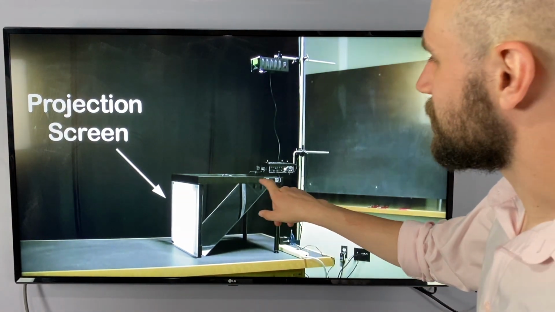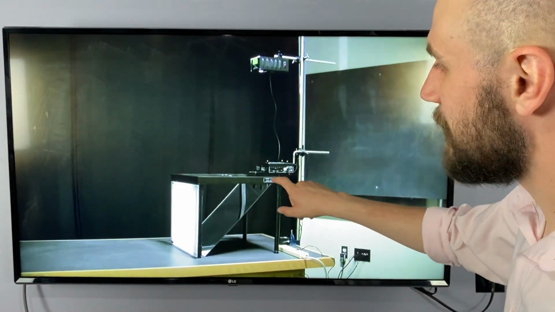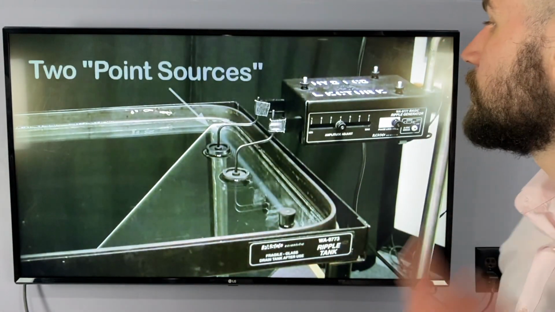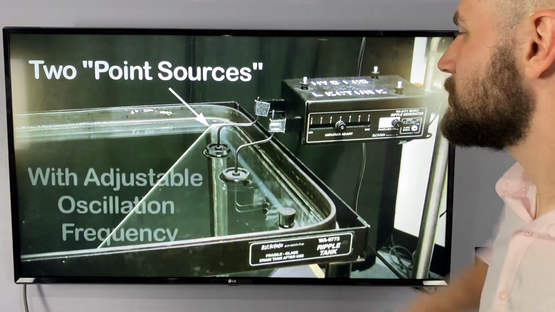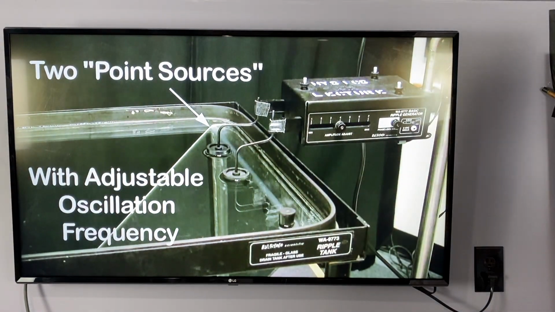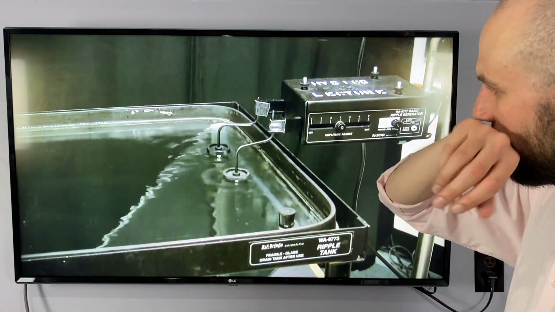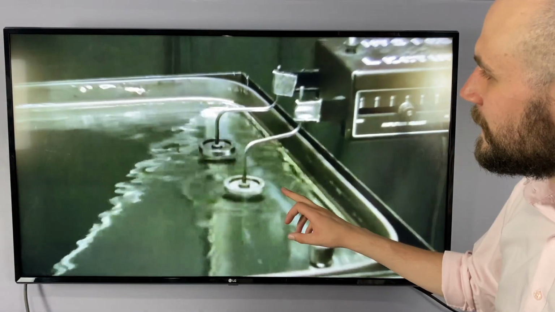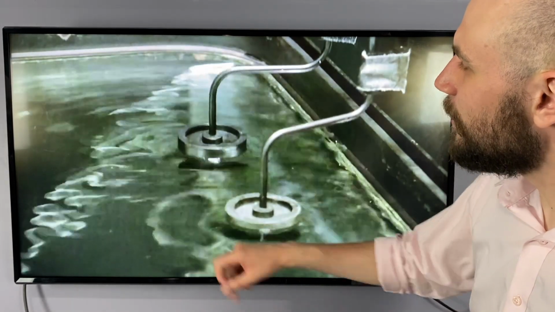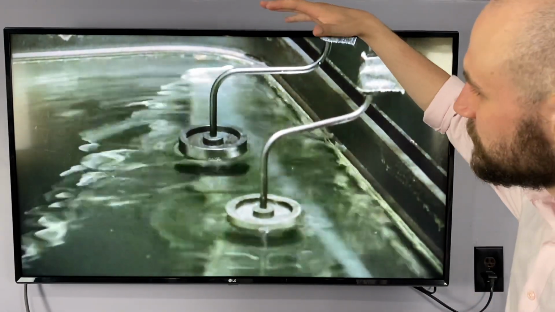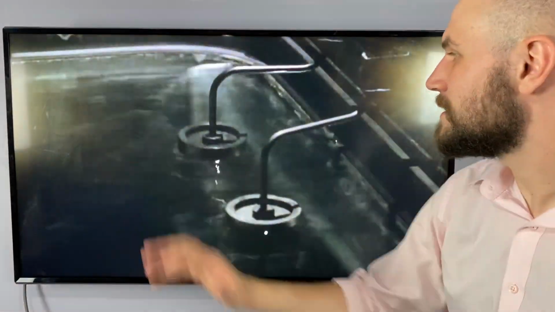So what they're doing is they're creating this interference pattern in the water here, and they're projecting it on the wall. Here's the two point sources in the water. Changing the frequency of oscillation. There it goes. Now it's kind of hard to see in the water, but look at the projection. The light comes down and projects it on the screen.